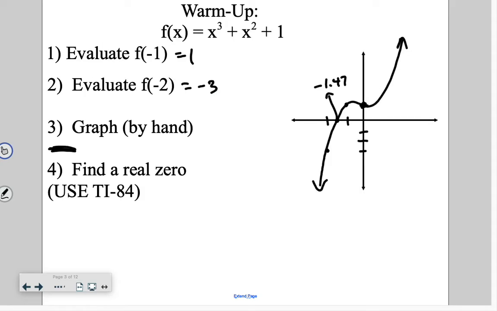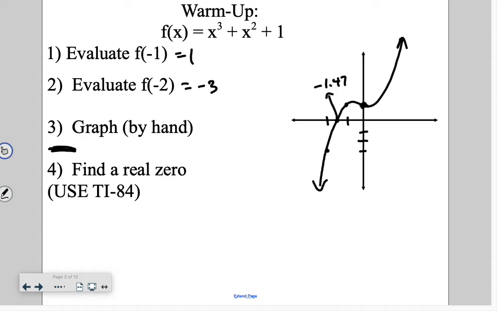What I'm getting at is this. When you look at this graph, we said right down here at -2, -3. Then we said -1, 1. Notice the graph is continuous, therefore it hits every single y value between -3 and +1. That's what the intermediate value theorem tells us.